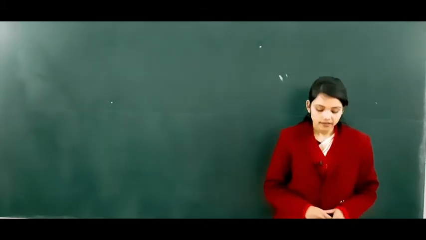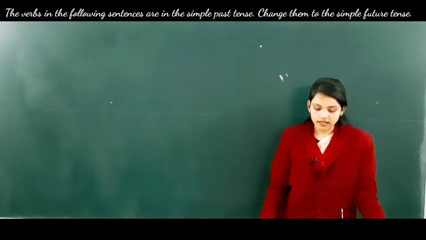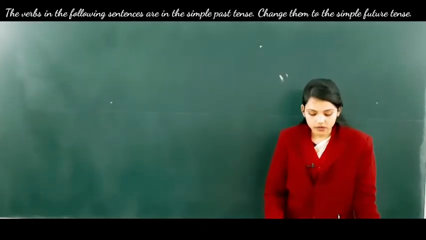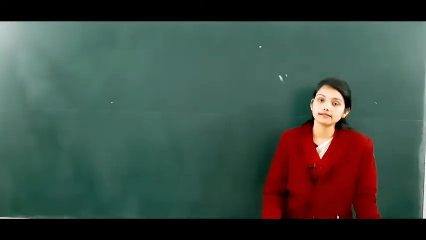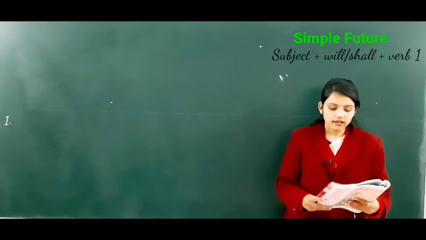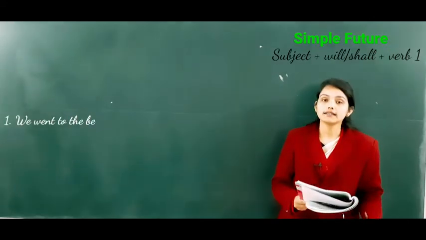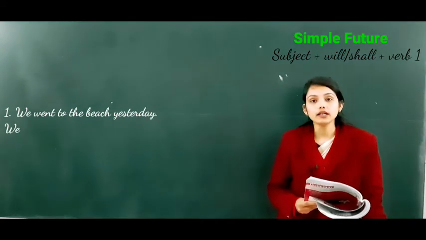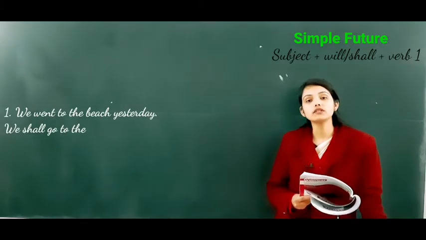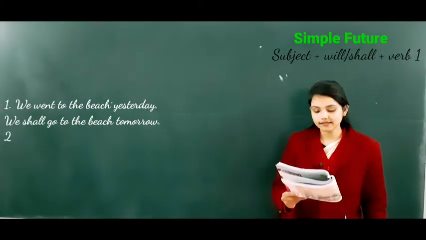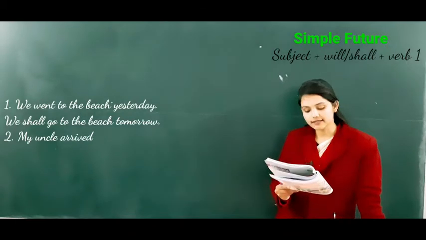Let us understand better with the help of some exercise. The verbs in the following sentences are used in simple past tense. Change them to the simple future tense. First sentence is we went to the beach yesterday. With I and we we will use shall.